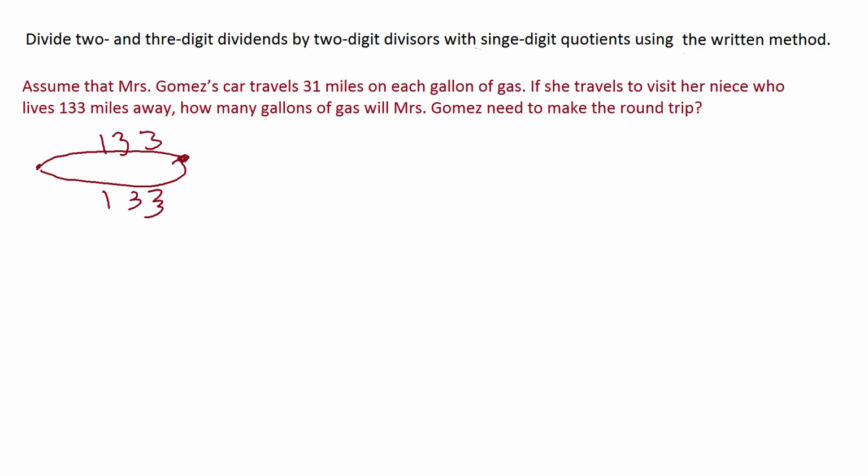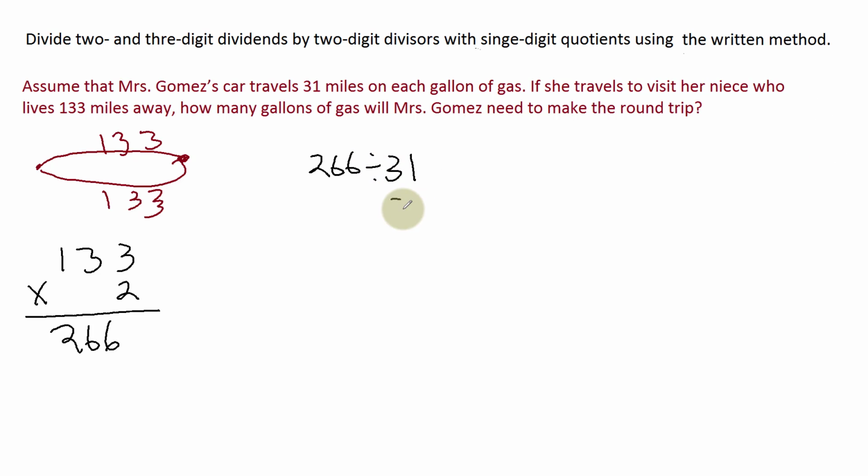So we need to consider that the total distance traveled is 133 times 2, giving us a total of 266 miles traveled. Therefore, to figure out the total amount of gallons, we're going to take 266 and divide it by 31. Let's go ahead and round off 31 to 30 because we estimate first. And let's use 240, as it's always better to round down instead of rounding up. Rounding up could quite possibly lead to an overestimate for our quotient, giving us an estimated quotient of 8.